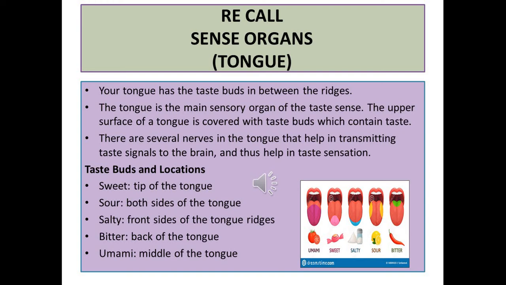Taste buds and locations. Sweet: tip of the tongue. Sour: both sides of the tongue. Salty: front sides of the tongue ridges. Bitter: back of the tongue. Umami: middle of the tongue.